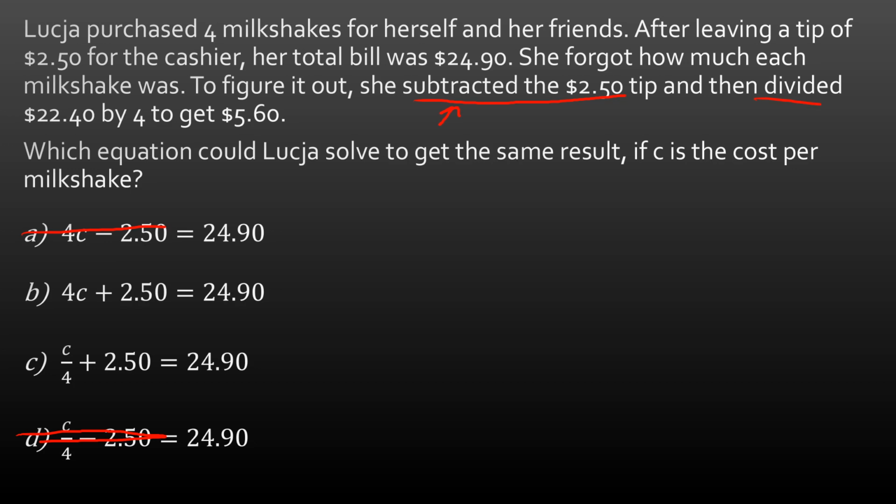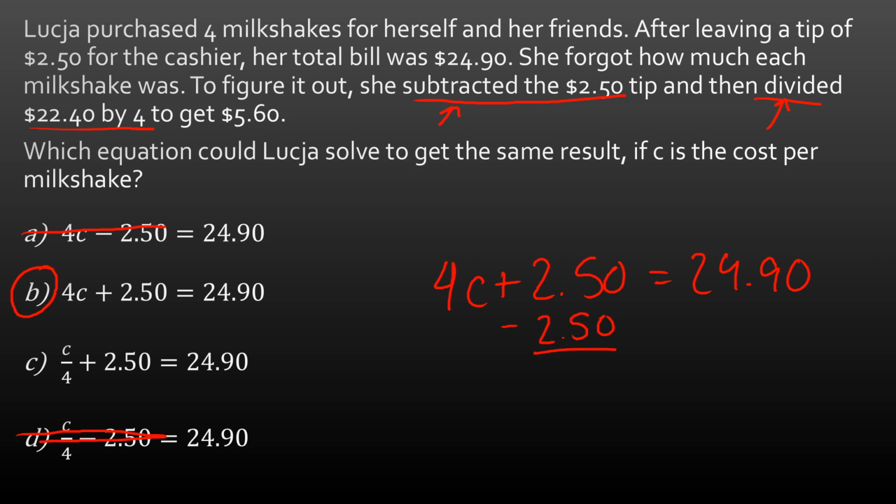And then it says she divided 2240 by 4. So the opposite of division is multiplication, which means I want to choose the one that represents multiplication. So here, this 4C plus 250 equals 2490. If I were to solve this, the first thing I would do is subtract this 250, which matches this step right here.